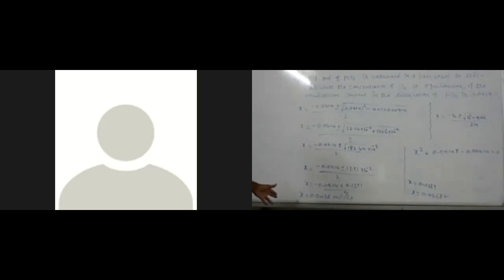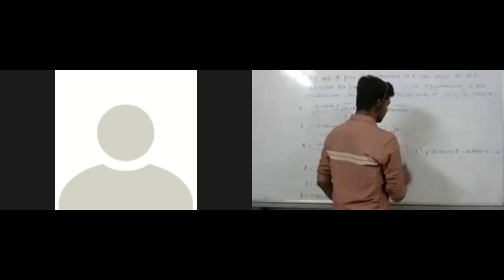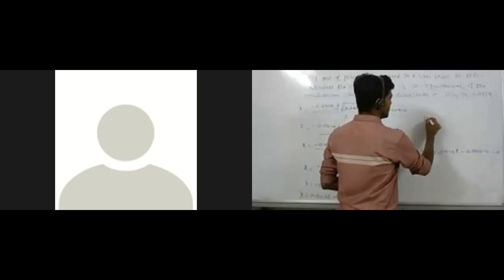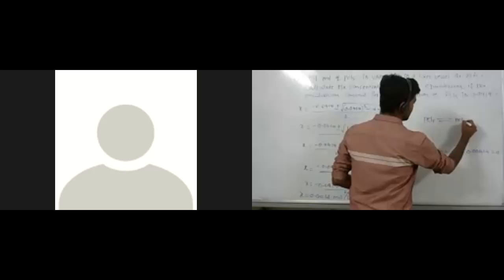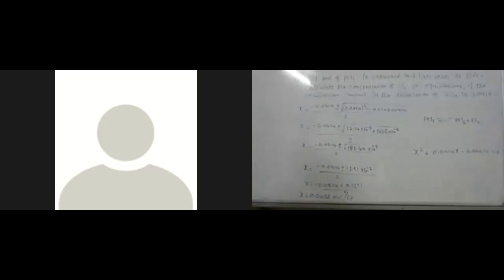Then write the conclusion: the concentration of chlorine at equilibrium is 0.0468 mole per liter. Then what is the concentration of PCl3? This is the reaction: PCl5 gives PCl3 plus Cl2. The Cl2 concentration is 0.0468. Then what is the concentration of PCl3?